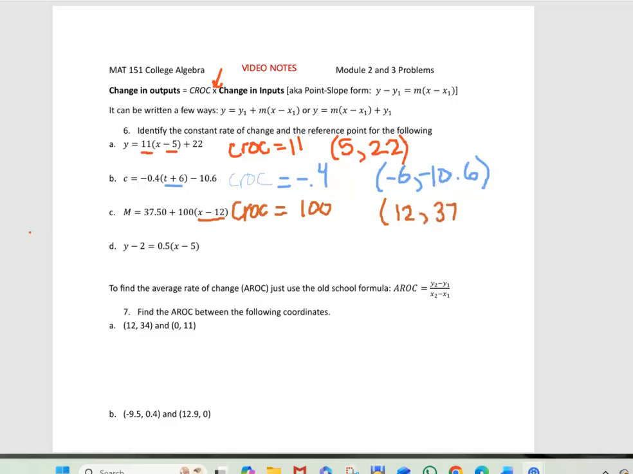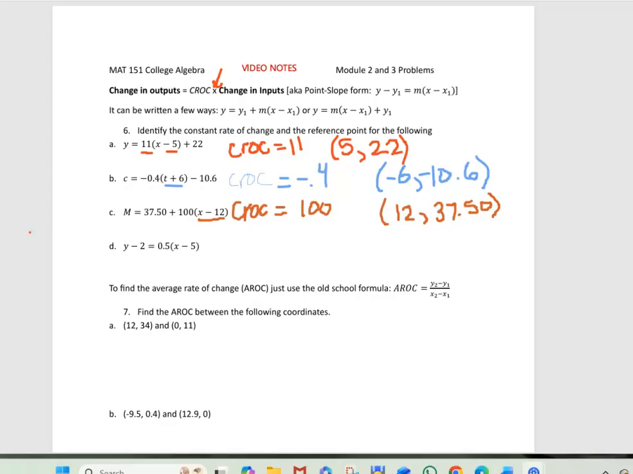Now notice they put the output first, because sometimes that makes more sense. You start off with 3750, let's say, $1 million, and you're adding 100 per unit.